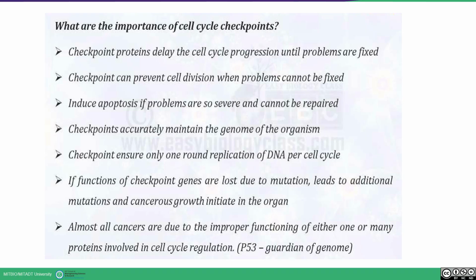Checkpoints ensure only one round of DNA replication per cell cycle. If the function of a checkpoint gene is lost due to mutation, it will lead to additional mutations and cancerous growth initiates in the organ. Almost all cancers are due to the improper functioning of one or many proteins involved in cell cycle regulation, such as the P53 protein. We will learn in the next lecture about cell cycle regulation: how these checkpoints are regulated by different protein families, and what regulatory molecules regulate the cell cycle checkpoints.